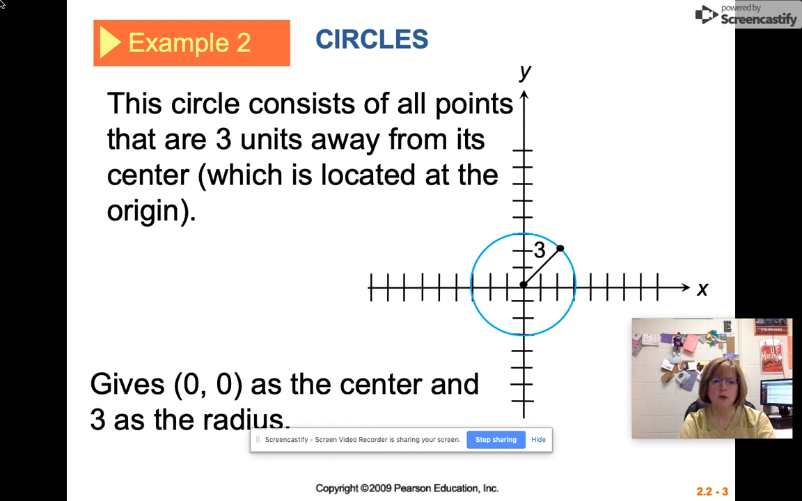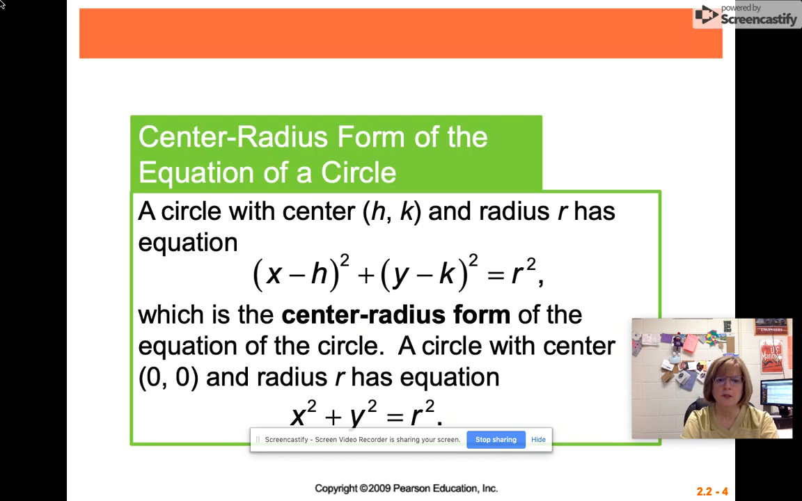Now when you're writing the equations of circles, it's really important to pay attention to where the center is and how long the radius is. The reason is because all circles are in the form of x minus h quantity squared plus y minus k quantity squared equals r squared. This is called the center radius form. And h, k is the x and y coordinate of our center.